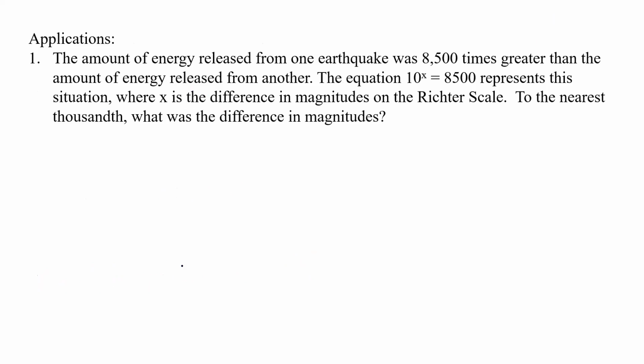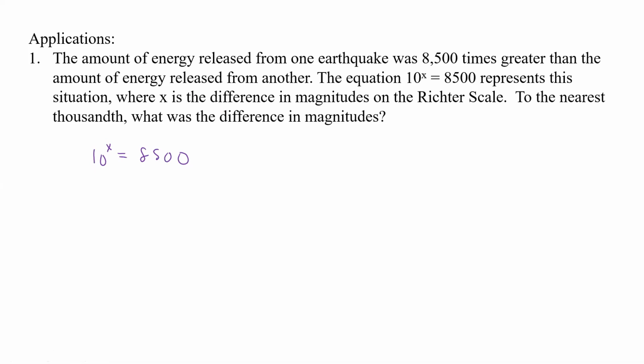All right, let's do an application problem here. So it says the amount of energy released from one earthquake was 8,500 times greater than the amount of energy released from another. The equation 10 to the x equals 8,500 represents this situation. So they've already written our equation for us. 10 to the x is equal to 8,500. Okay, where x is the difference in magnitudes on the Richter scale. To the nearest thousandth, what was the difference in magnitudes?